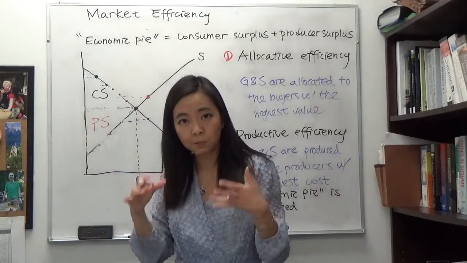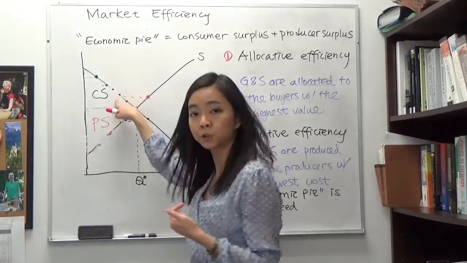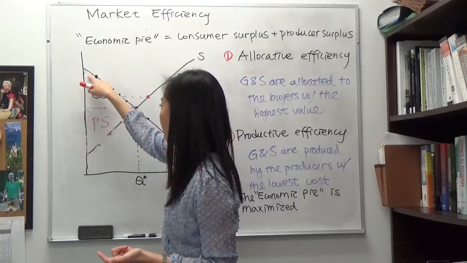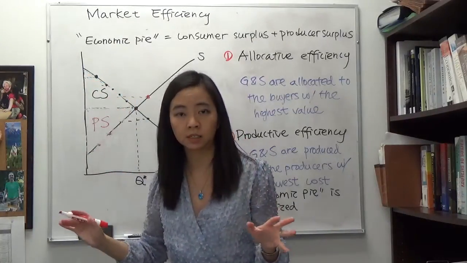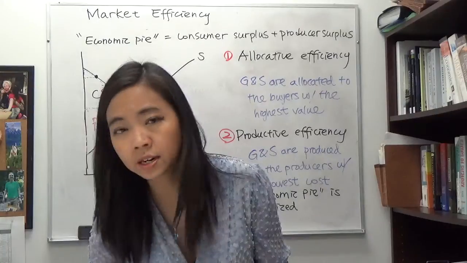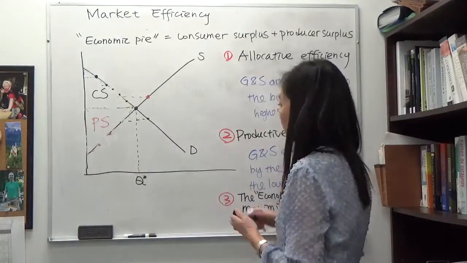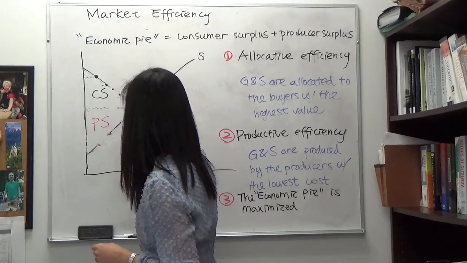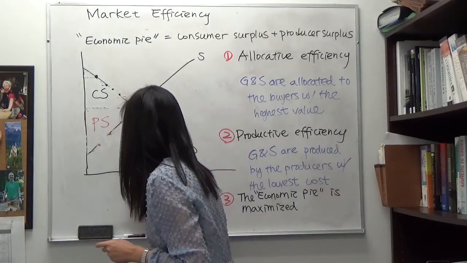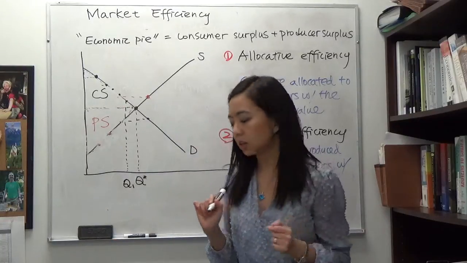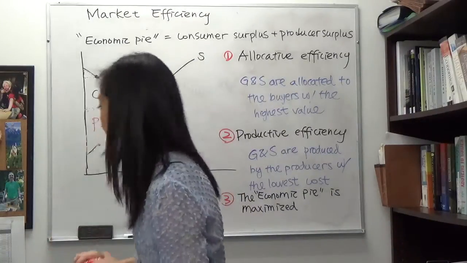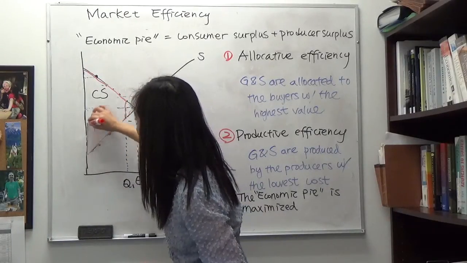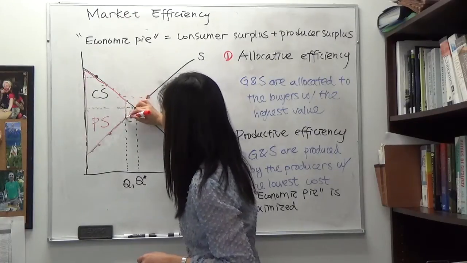And what is your total economic pie? Your total surplus is consumer surplus plus producer surplus. And we know that our total surplus is already maximized. You cannot make it bigger. How do I know? Let's say if we produce a different quantity, say if our quantity is not Q star, but Q1 instead. Then, in that case, your total surplus will be this trapezoid, and this block is lost.